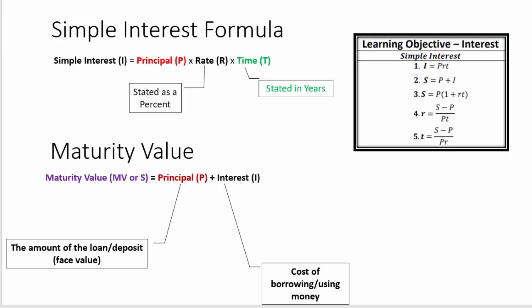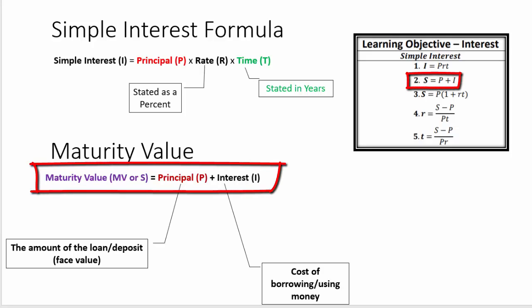Then the maturity value is the value at the end of the loan or at the end of the investment. Maturity value, MV or S, equals principal, the original amount, plus the interest. And again, the interest is the cost of borrowing or the cost of using money.